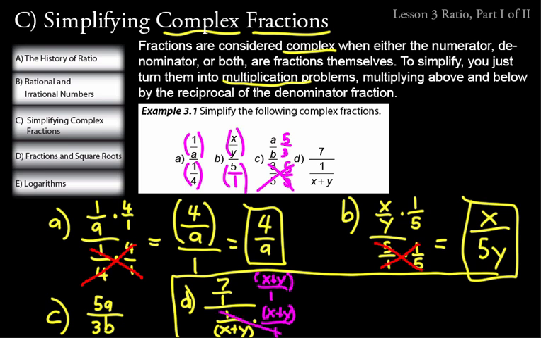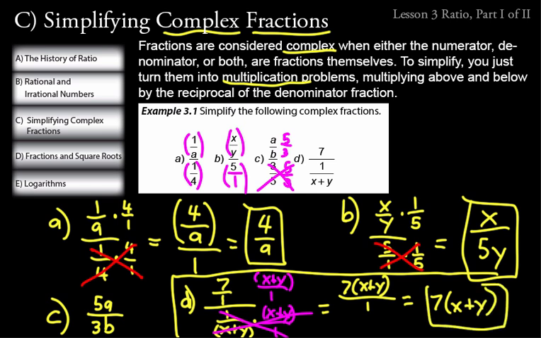Multiply above and below by that x plus y over 1. And all of that's going to cancel on the bottom. And so we get 7 times x plus y over 1 times 1 is just 1. And so we can simplify that even more, because anything over 1 is just what that numerator is, 7 times x plus y. We could also have written that 7x plus 7y, but we'll just leave it in a factored form like that.